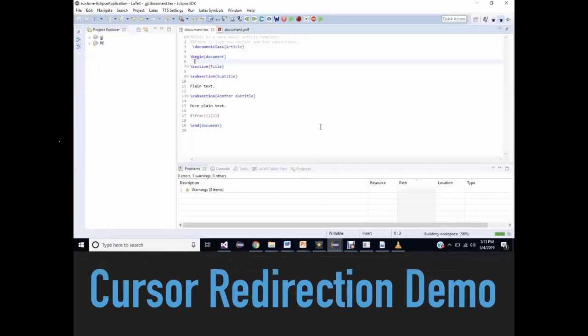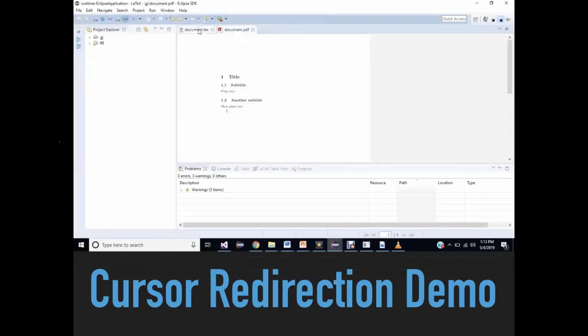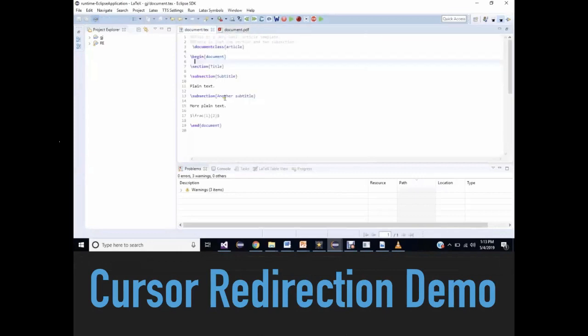Build started. No error found. So the PDF document is generated. \frac{1}{2}. Empty line. Build started. Missing $ inserted at line number 18. So we have done two things here.